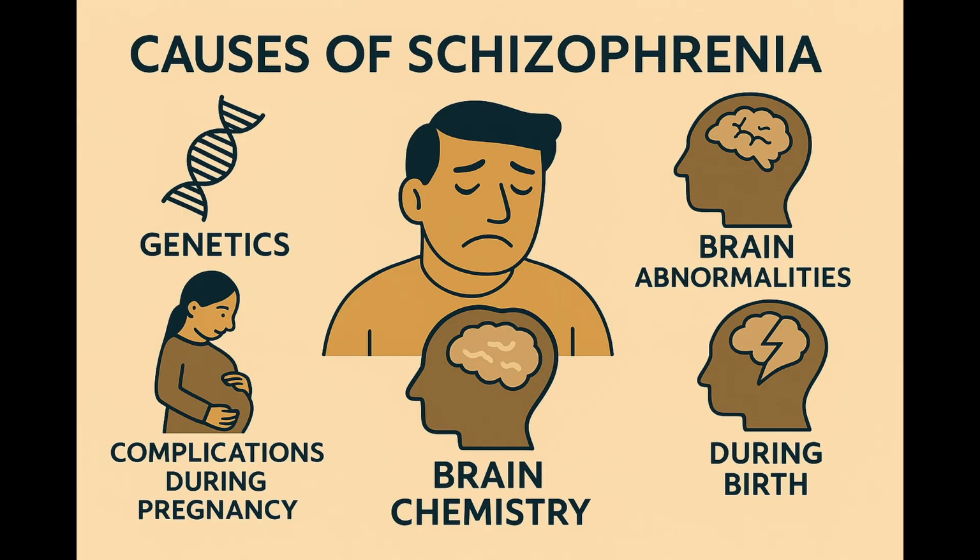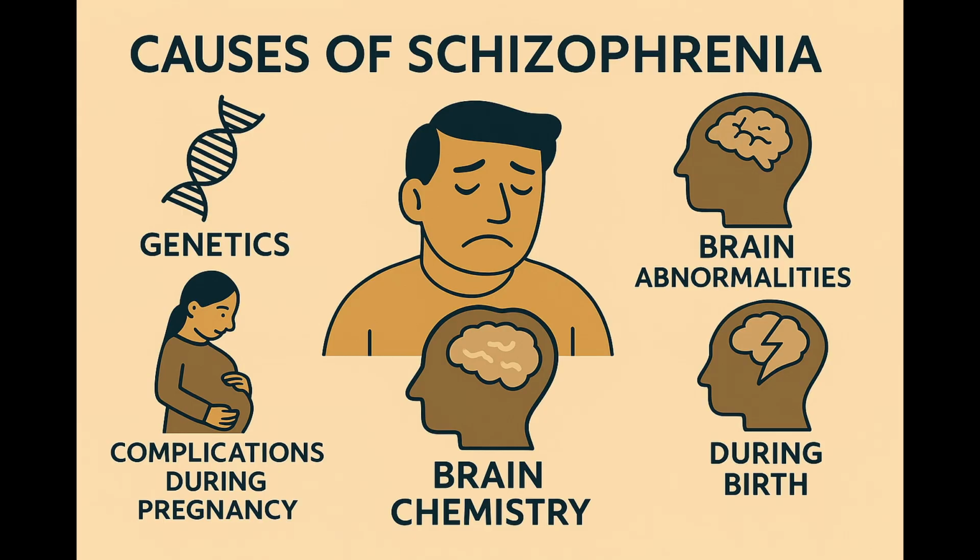4. Birth complications. Explanation, difficult or premature births can lead to oxygen deprivation or trauma, which may affect brain development. Examples, low birth weight, prolonged labor, emergency C-section. These complications are linked to a slightly higher risk of developing schizophrenia in adulthood.